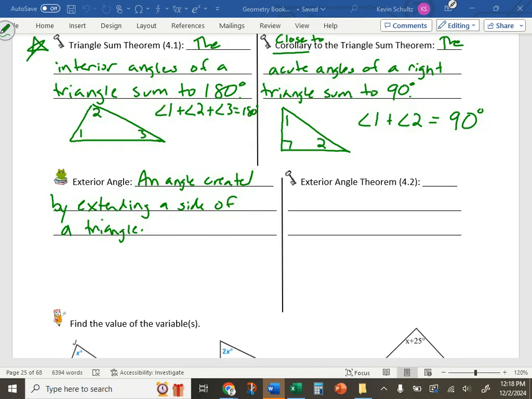So, for example, we've got our triangle here. Okay? If I extend this base side out, right here, we'll call it angle 1, angle 2, angle 3, and out here, angle 4 was created by extending that side out. Angle 4 is an exterior angle. My bad. Angle 4 is an exterior angle. It's an angle on the outside of the triangle that's been created by extending one of the sides.